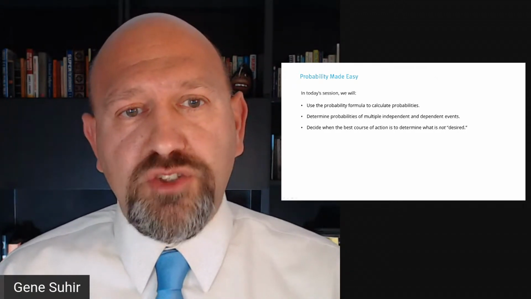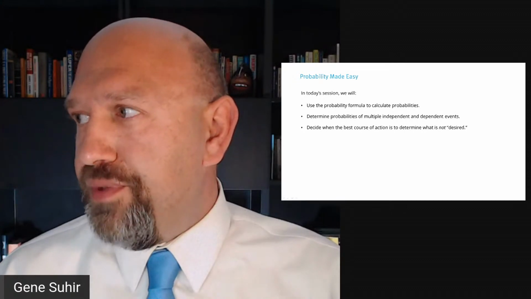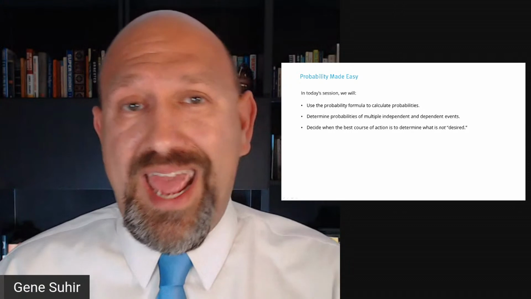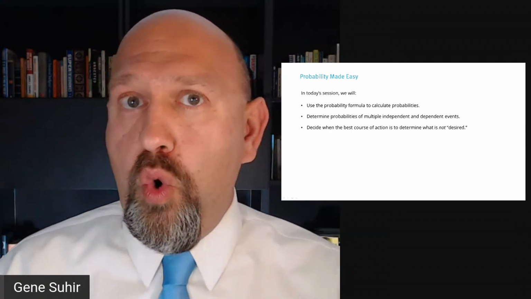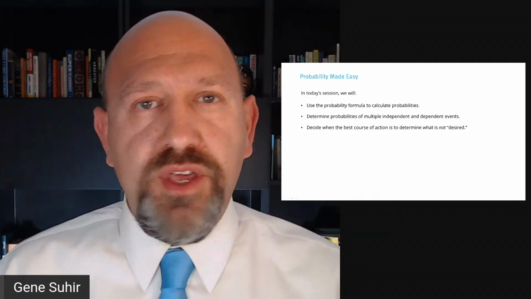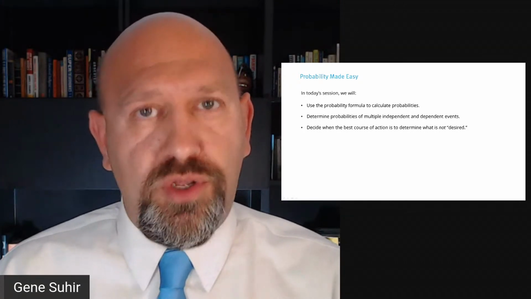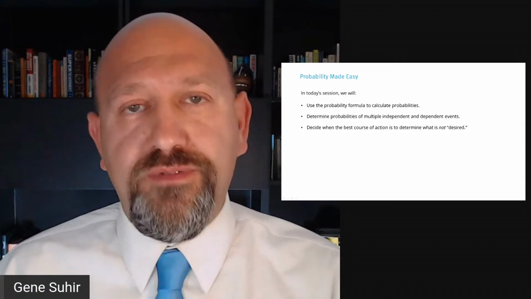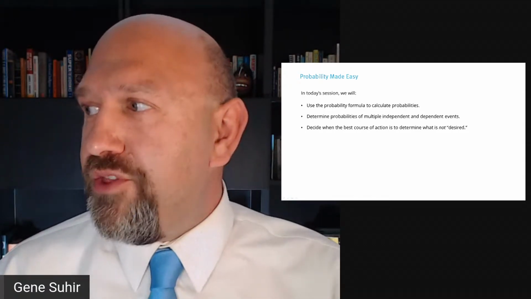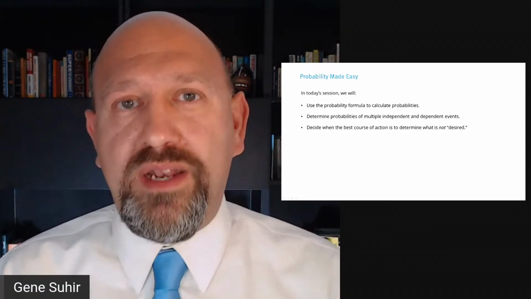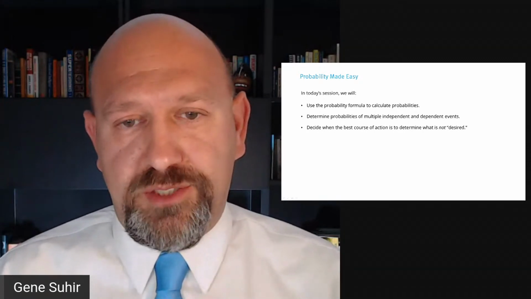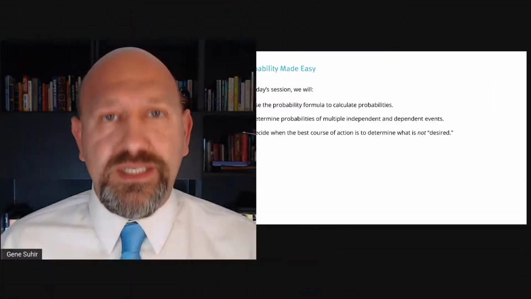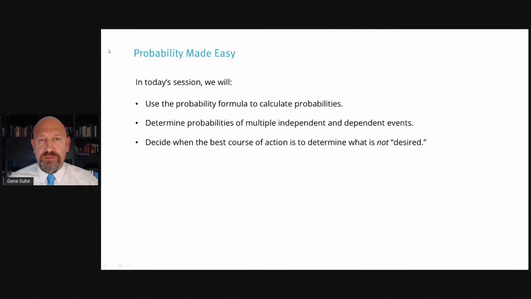Then we're going to have not just one event, but multiple events going on. We'll have to make the decision: do we want one thing and another to happen, or one thing or another to happen? There'll also be the distinction between dependent versus independent probability, sometimes called conditional versus unconditional probability. And there are going to be certain occasions when there'll be less work for you to do: figure out what's not desired and then subtract that from the total.